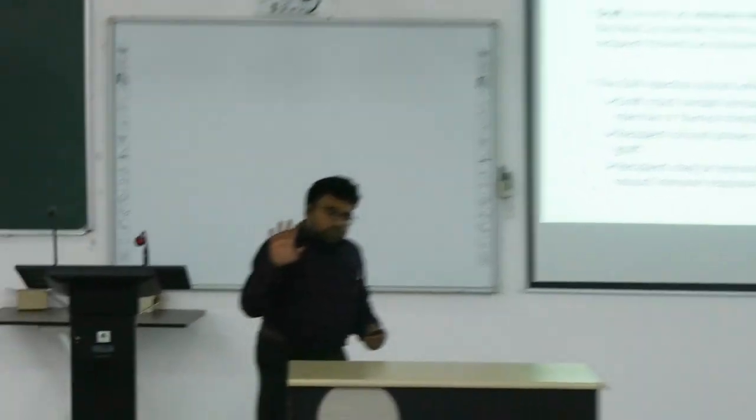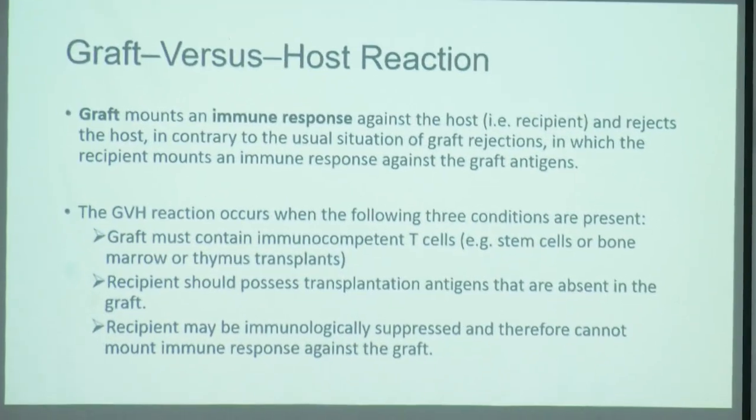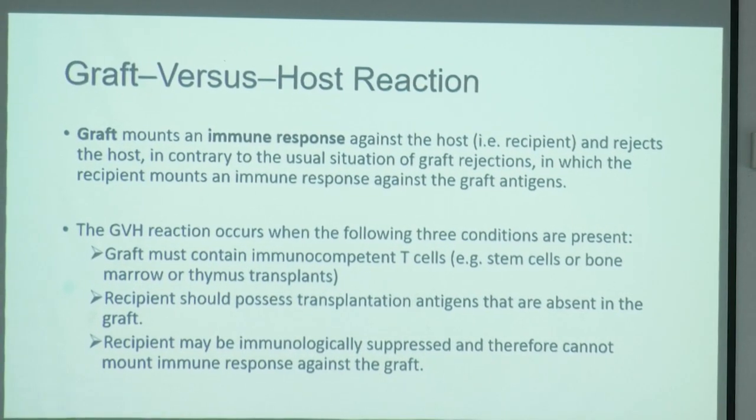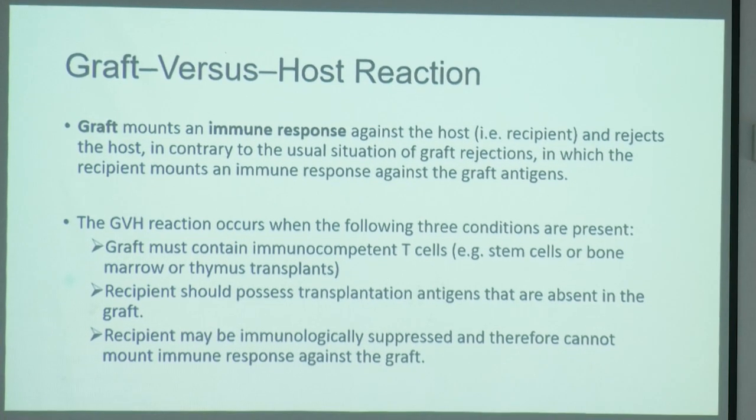So, for graft versus host disease, there are three primary requisites. First, the graft must have immune competent cells so that it can mount an immune response. And the recipient must be devoid of any immune competent cells. Otherwise, the recipient will also mount an immune response. And finally, the recipient should possess transplant antigens that are absent in the graft. Then only the mismatch will occur.